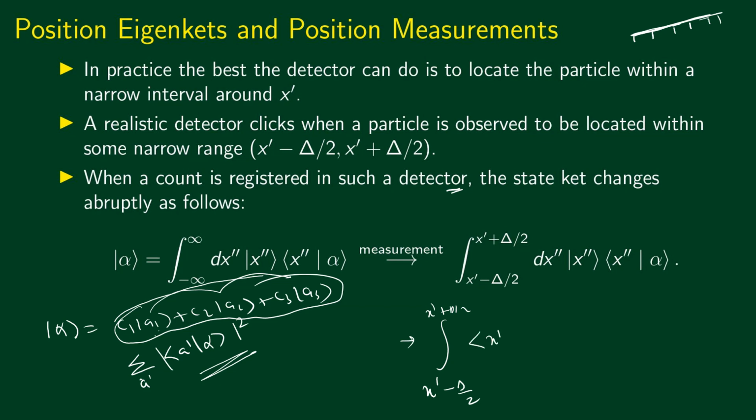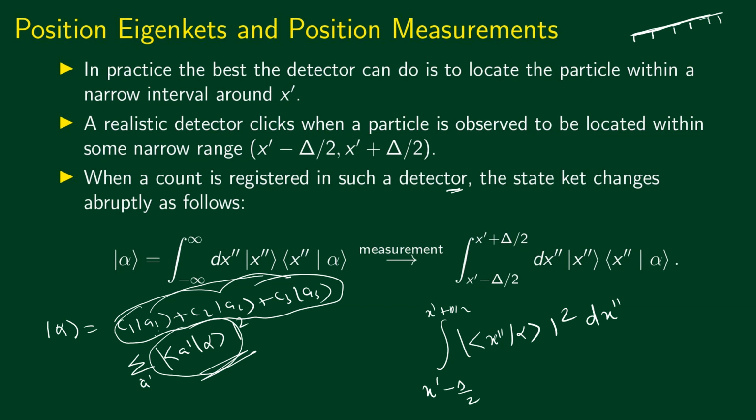So the probability amplitudes for each position eigenket is given like this. You have to take the modulus square of this, just as we do here. All right, and then you have to integrate. Now this integration will give you the probability for finding the particle between x prime minus delta by 2 and x prime plus delta divided by 2. Okay, I hope this is clear.